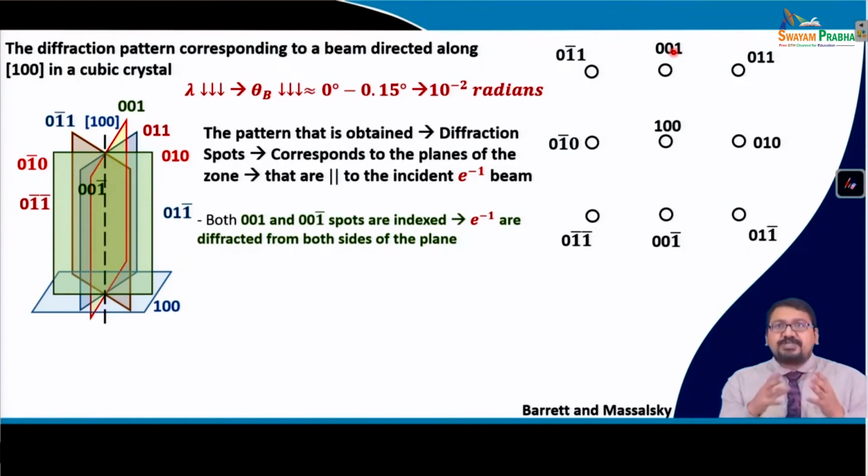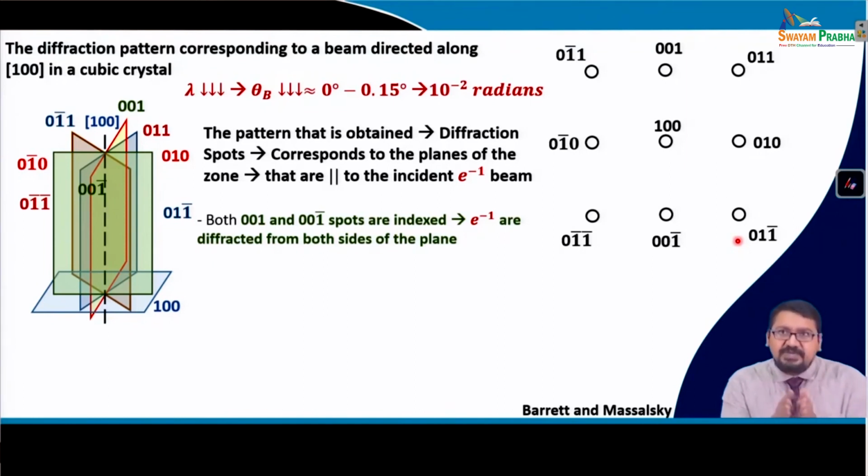diffraction spots basically correspond to the planes of the zones that are basically almost parallel, or fully parallel actually, with respect to the incident electron beam. And you see both, for example, as I wrote here, 001, 001 bar, or you can say 01 bar 1, 011 bar spots could be indexed from the same electron beam traveling in the same direction.